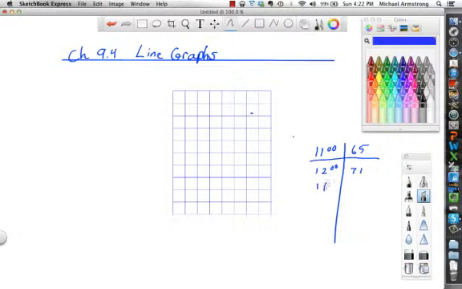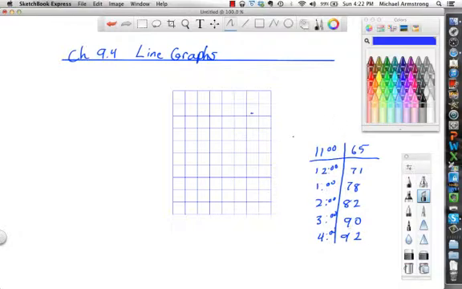And by 1 o'clock, the temperature could be 78. And by 2 o'clock, the temperature could be 82. And then by 3 o'clock, the temperature could be 90. And then by 4 o'clock, the temperature could be 92. Okay, so this is a nice sunny day.